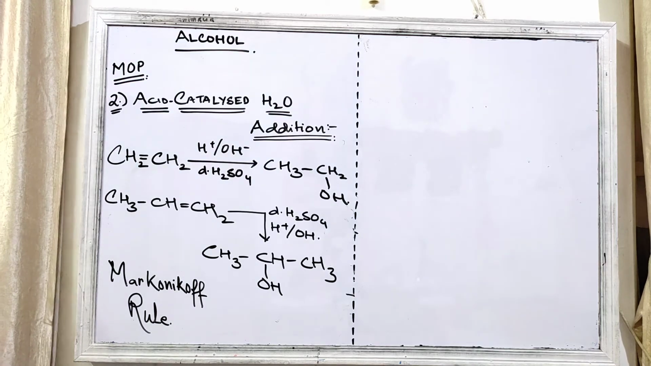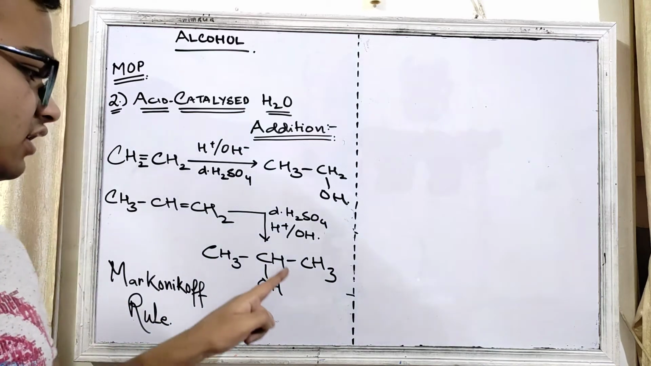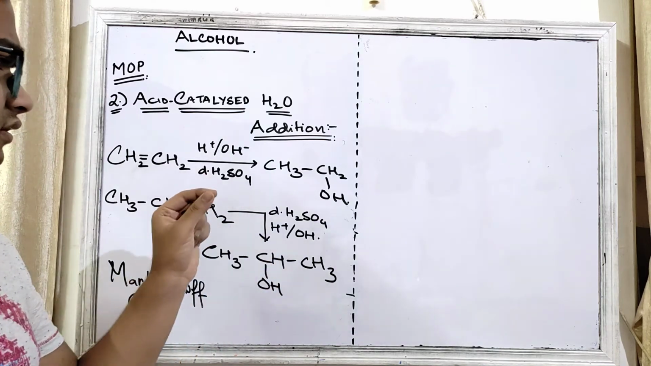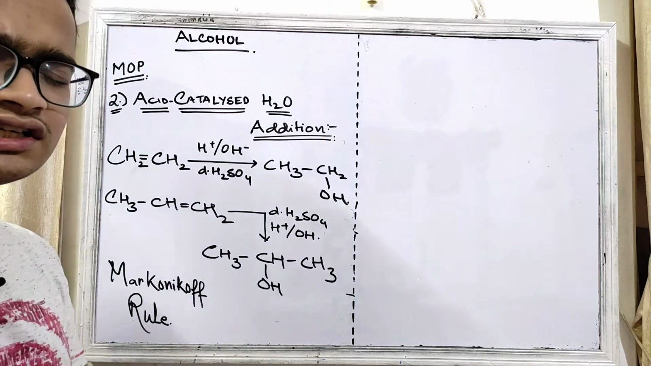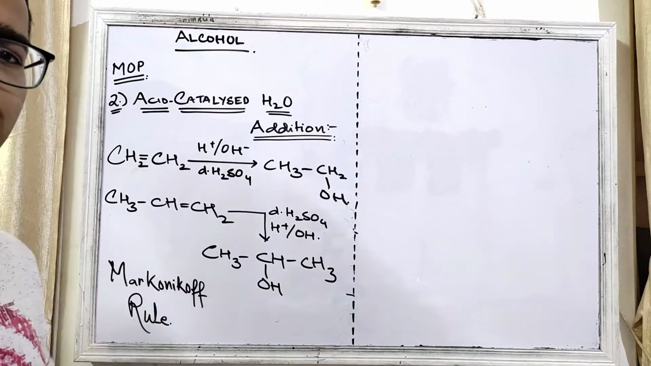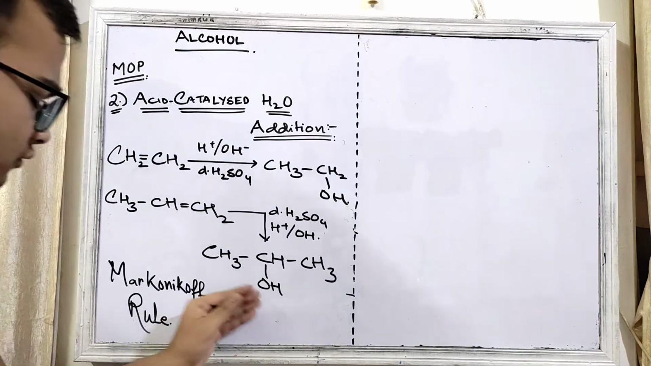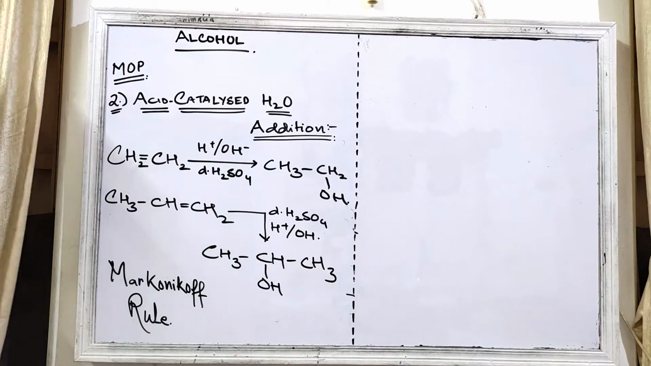This was propene. I have taken dilute H2SO4 which acted as a proton donor. It gives the H plus. It causes the water to dissociate into H plus and OH minus, and the H plus is getting added to the carbon with least number of hydrogen according to the Markovnikov rule. So this product is being formed, right?